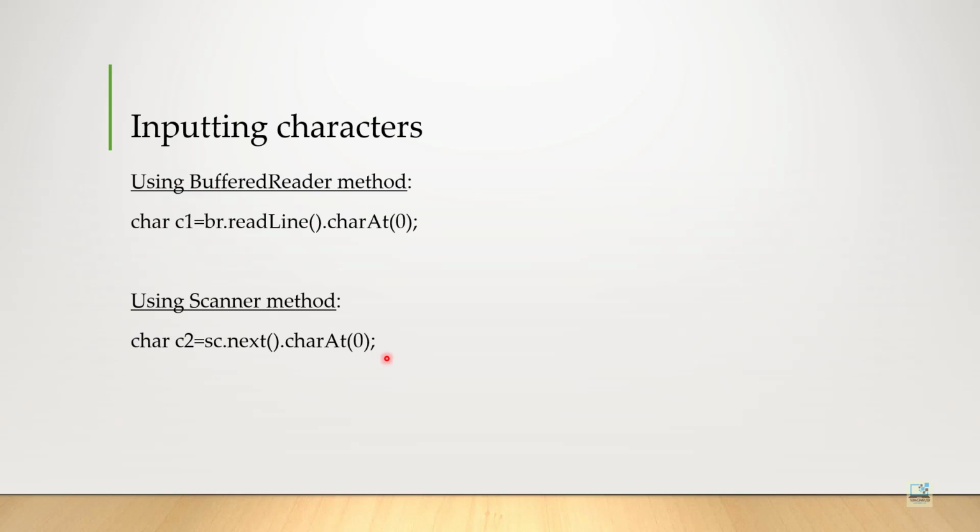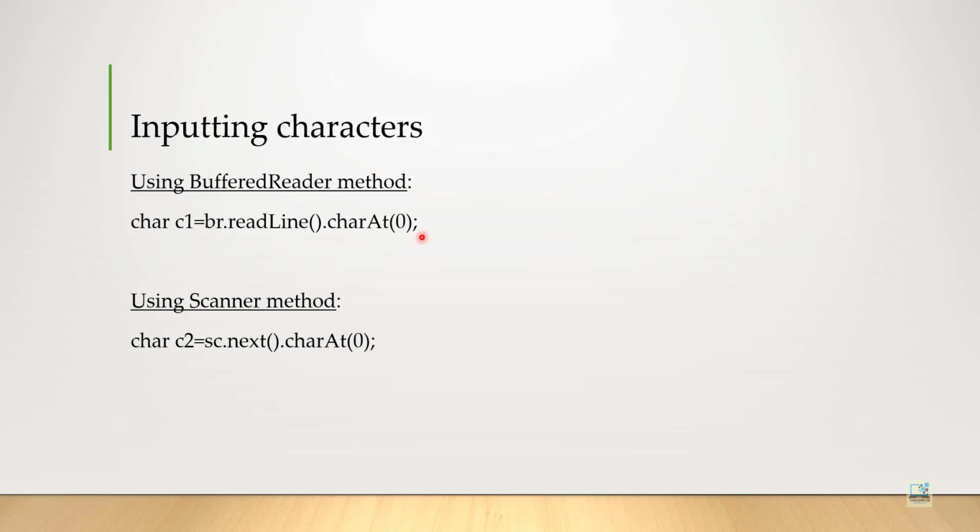Now let us talk about how we can take input characters. As we know, we either take input using the BufferedReader method or using the Scanner method. So I am explaining both of them. If you are using the BufferedReader method, then you need to write br.readLine().charAt(0). br.readLine() is used to take input as a string. .charAt(0) will give you the first character from that string. I will be uploading another video on strings, so in that video I will be explaining the charAt function.